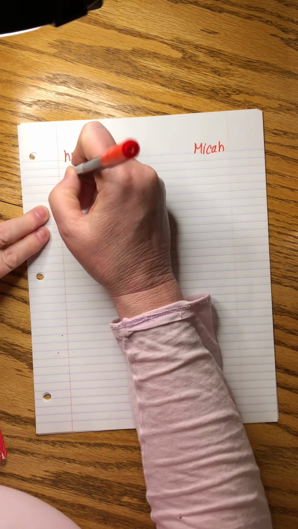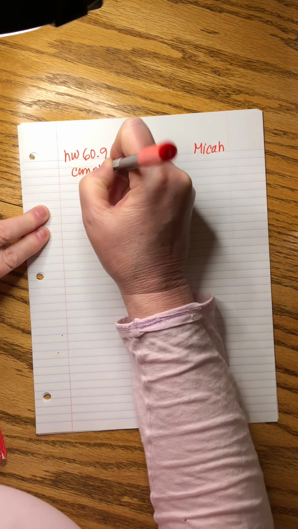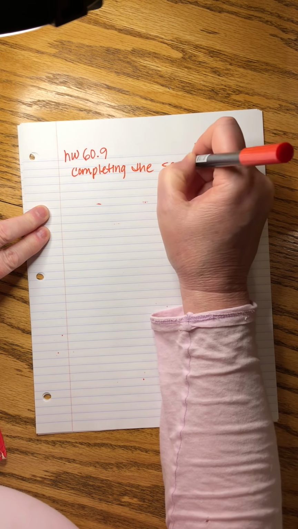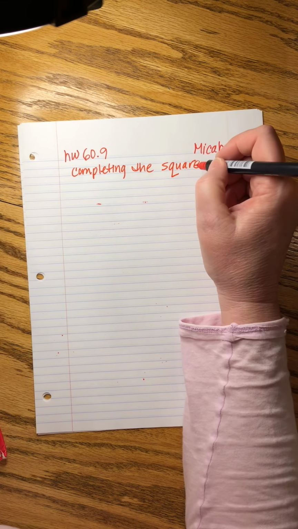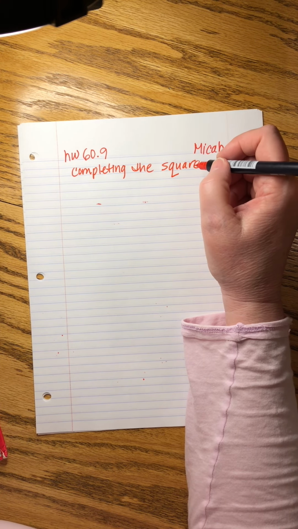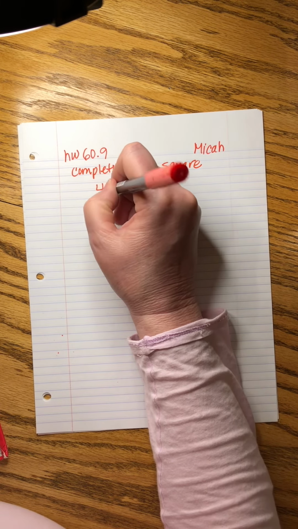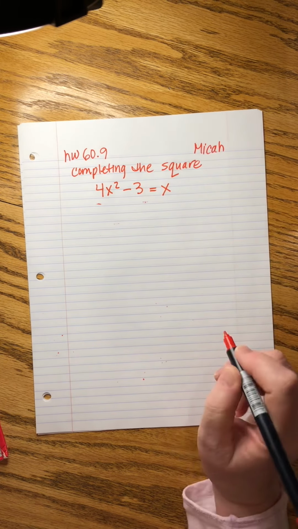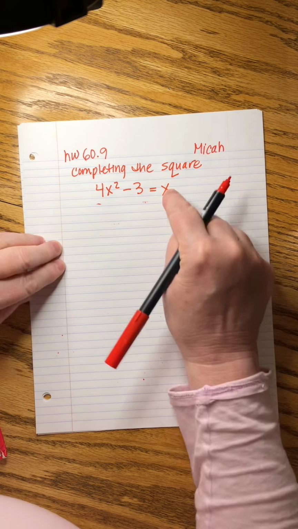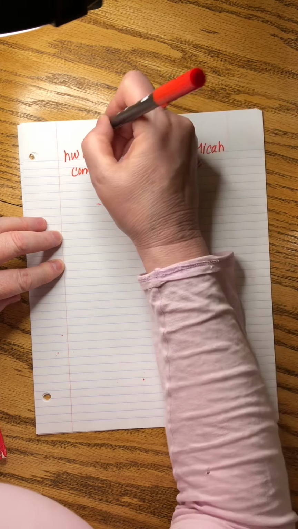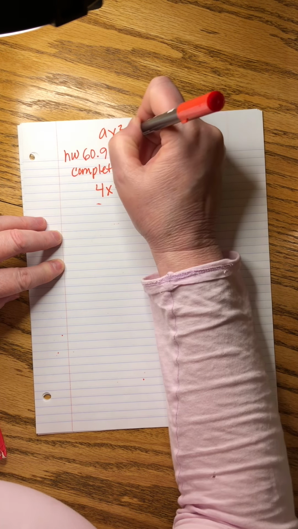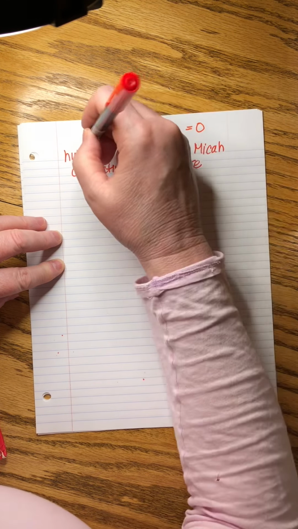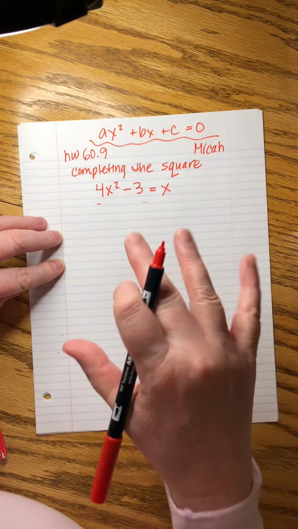This is a problem of completing the square. Write all this down, just like I am, please. All right. The problem is number 9. It says 4x squared minus 3 equals x. No, that's wrong. This should be on this side. Everything should be together. We know we want it to be in this sort of a form. We call it standard form. We want it to look like this before we start the process.